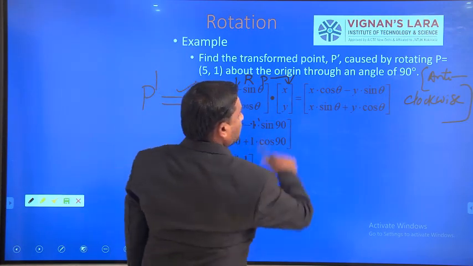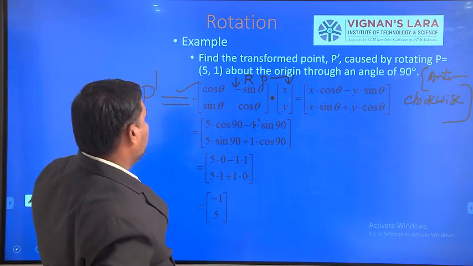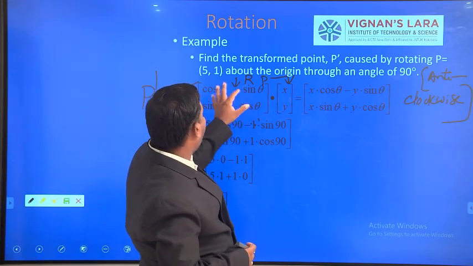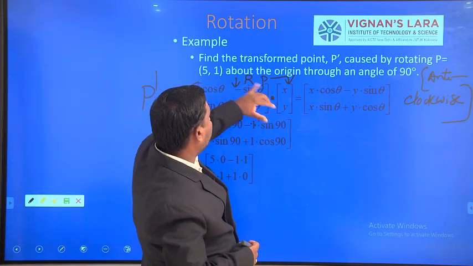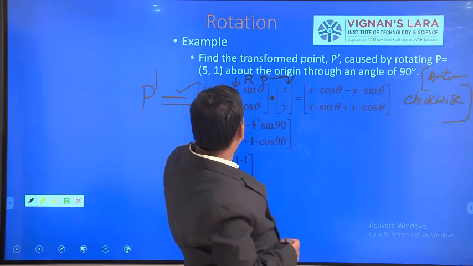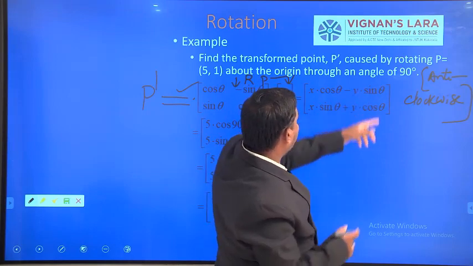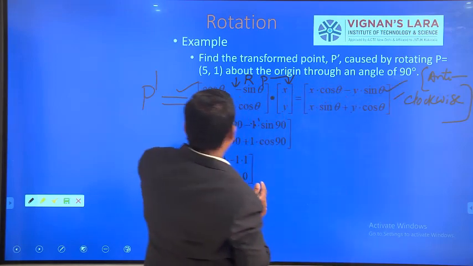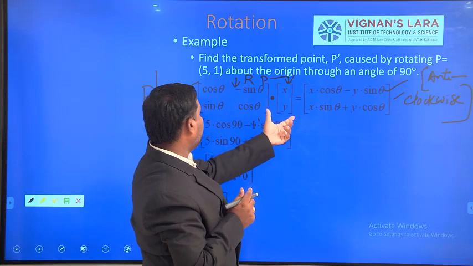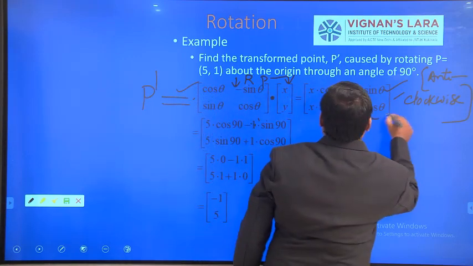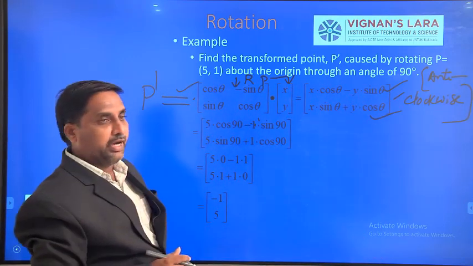So first, in this slide, I have multiplied the matrix cos theta, minus sin theta with x and y. What I will get is x cos theta minus y sin theta here. Next is x sin theta plus y cos theta that I will get here. Now I will substitute the x, y and theta values.